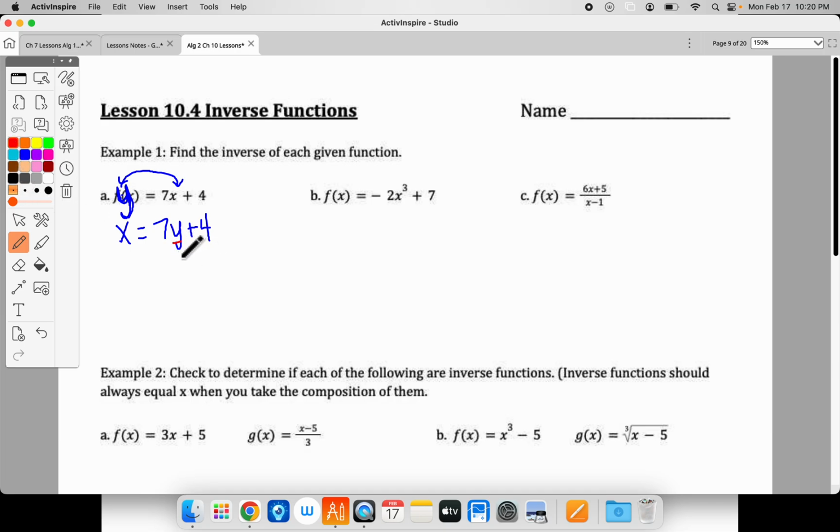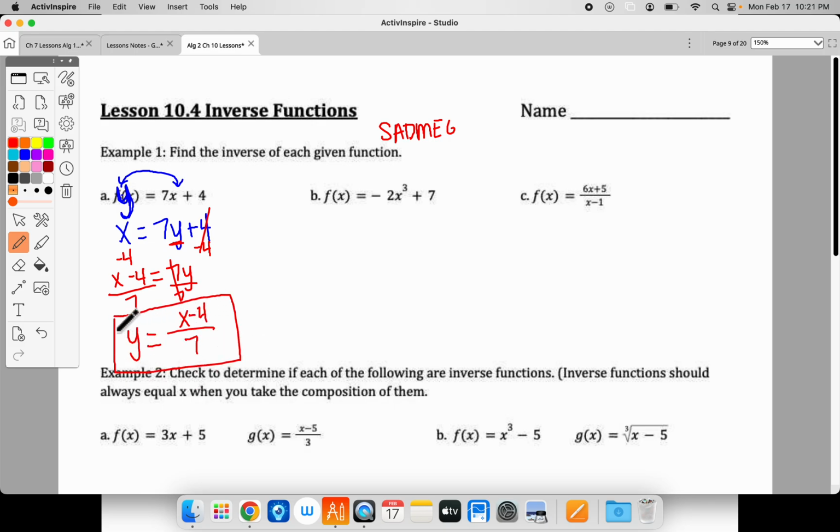And then we'll just solve for y. So if you want to solve for y, you're following order of operations backward. So SADMEG. I would subtract first. That would give me x minus 4. I don't have any addition. I don't have any division, but y is being multiplied by 7. So I would divide by 7. So then y would equal x minus 4 over 7. And that would be the inverse function.